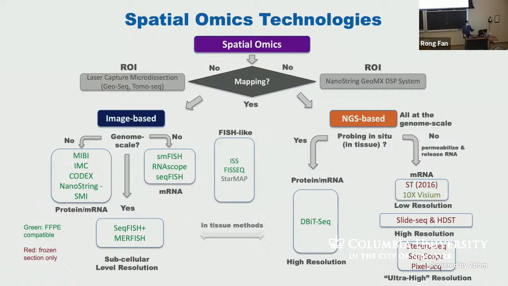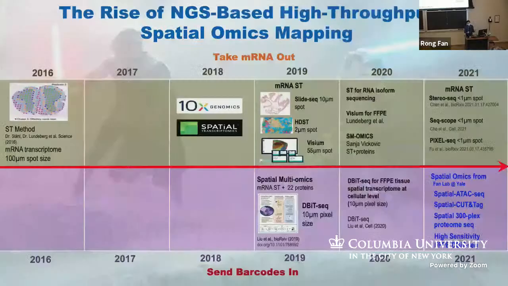I really think the breakthrough came when the spatial mapping was done with high-throughput sequencing. So basically, you can use Illumina sequencing to reconstruct the spatial gene expression profile. In this case, most of the technologies are very, very similar. I'm going to walk you very briefly through the technology landscape in this NGS-based spatial transcriptome sequencing.